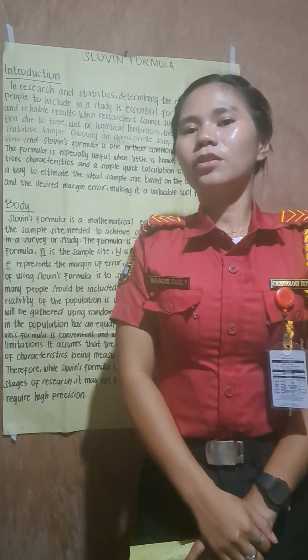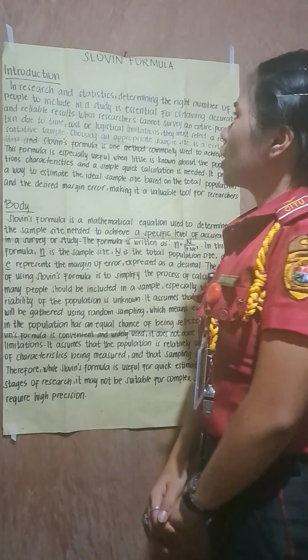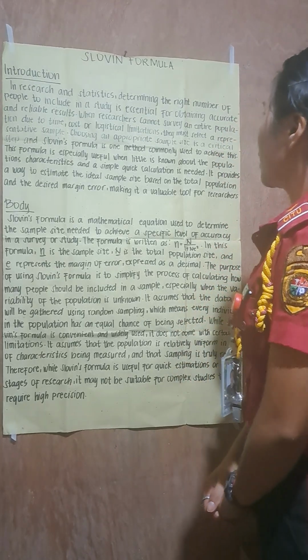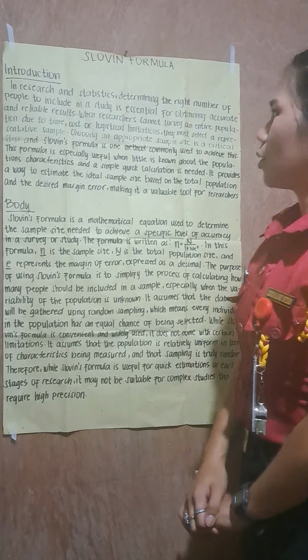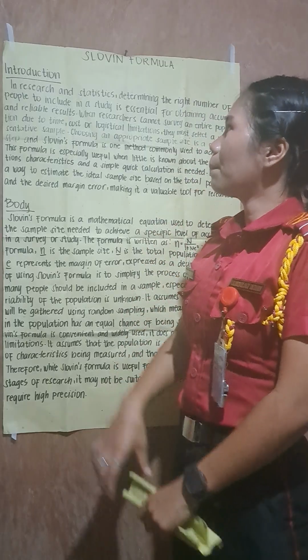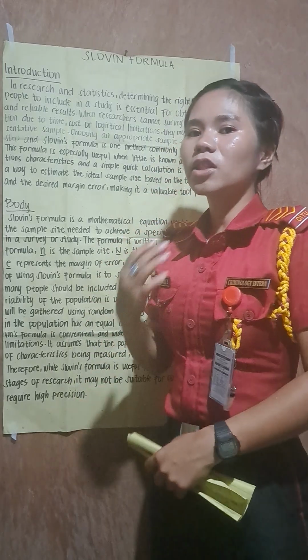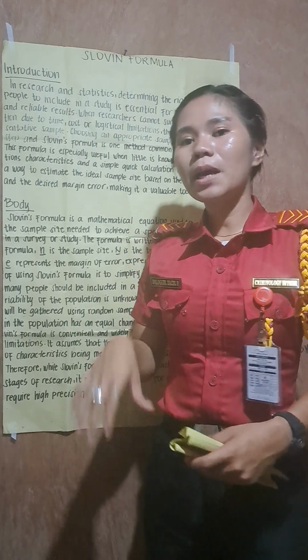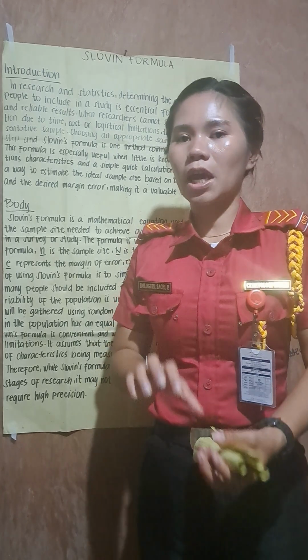My report is about Slovin's formula. Introduction. In research and statistics, determining the right number of people to include in a study is essential for obtaining accurate and reliable results. So, ang pagkandak og research kailangan gid niya og right number of people para imuhang surveyhan para makuha nimo ang accurate and reliable result nga imuhang gusto.